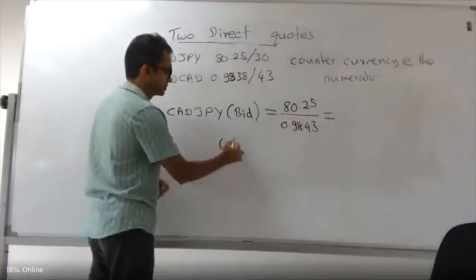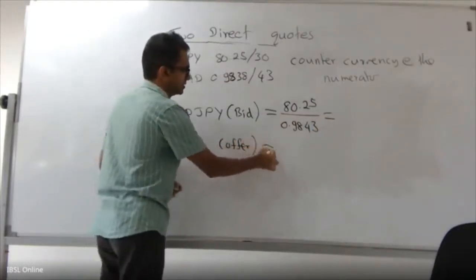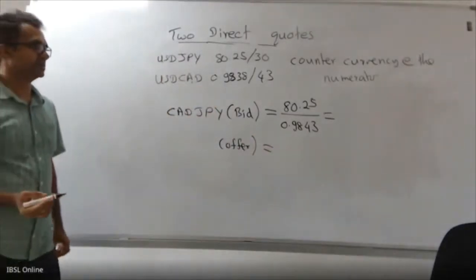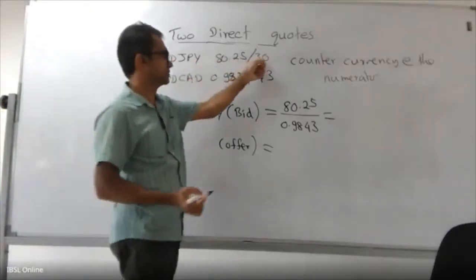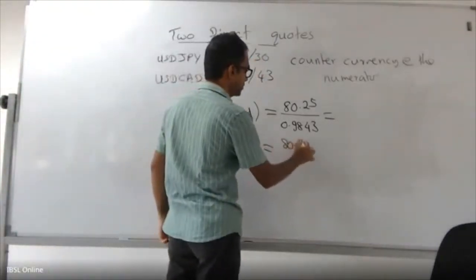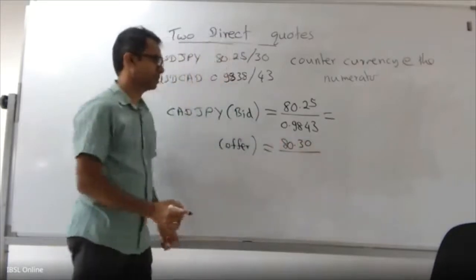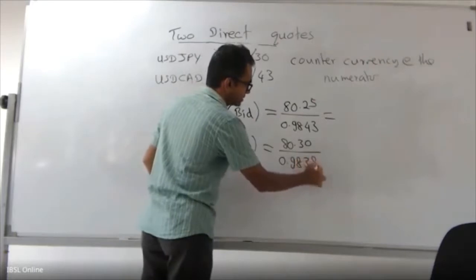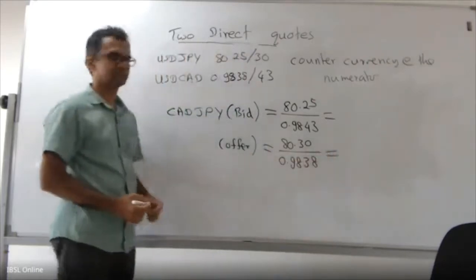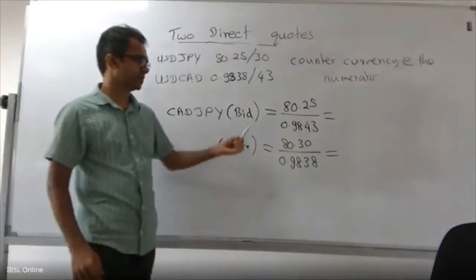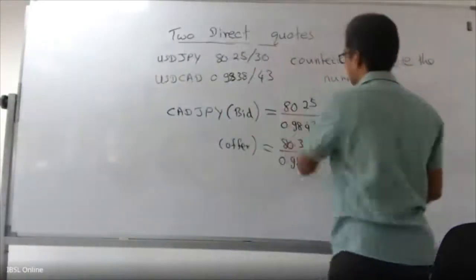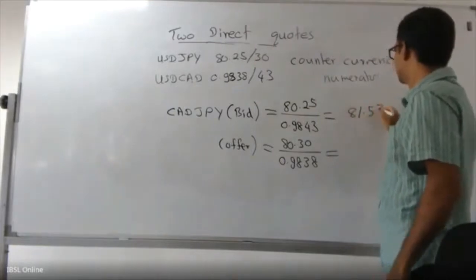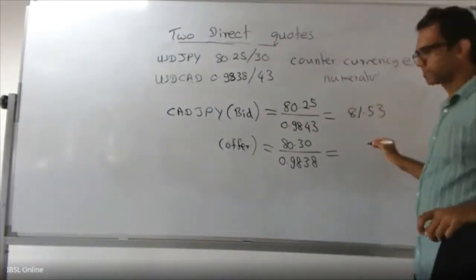What is the offer? It is the offer of the counter currency divided by the bid of the base currency. Offer of the counter currency is 80.30 divided by 988. So you divide almost by 1. So you should get something close to this: 81.53 and 81.62.